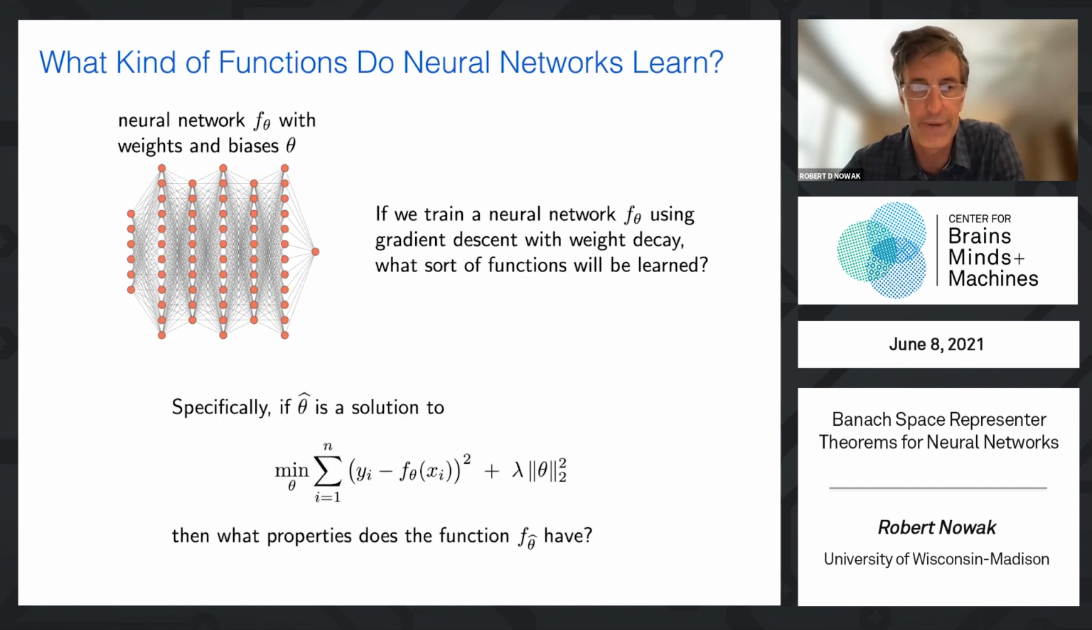Specifically, if theta hat is the solution to an optimization of this form, where we're trying to minimize data fitting plus a lambda times the sum of squared values of all the weights and biases, what sort of functional properties will the solution have? Can we say something about those functions? That's the core question that I want to look at.